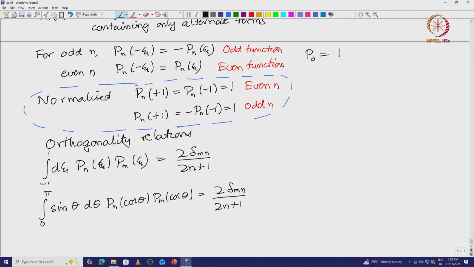P0 is just equal to 1, polynomial of order 0, it is 1 at 1 and 1 at minus 1. P1 is equal to psi or cos theta. This is equal to 1 at 1 and minus 1 at minus 1, because it is odd n. P2 is equal to 3 cos square theta minus 1 by 2. Once again, this is equal to 3 psi square minus 1 by 2. So, this is equal to 1 at plus 1 and 1 at minus 1, and so forth. So, you can get a whole series of these Legendre polynomials.